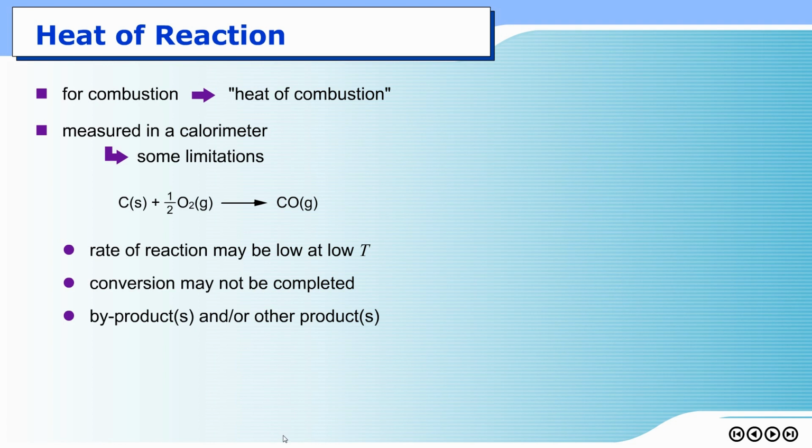The third one is the most important one. Sometimes there are other products together, and it is very hard to control the reaction to be only this reaction. For instance, if you try to burn charcoal together with oxygen, in addition to carbon monoxide, you will get carbon dioxide as well. So it would be very hard to control the burning to produce only carbon monoxide. So what should we do if we experience such problems?